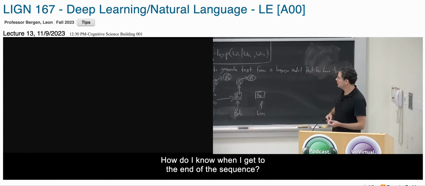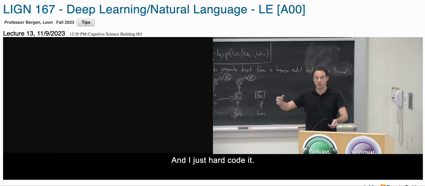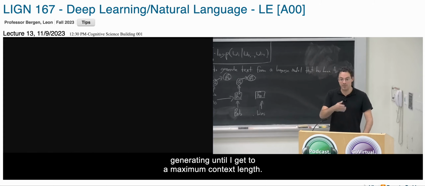How do I know when I get to the end of the sequence? Usually I'm going to have a special end of sequence token that says here's where you stop. And I just hard-coded that as soon as I get to an end of sequence token, that's when I stop generating. The alternative is that I just keep generating until I get to a maximum context length. That's another possibility.